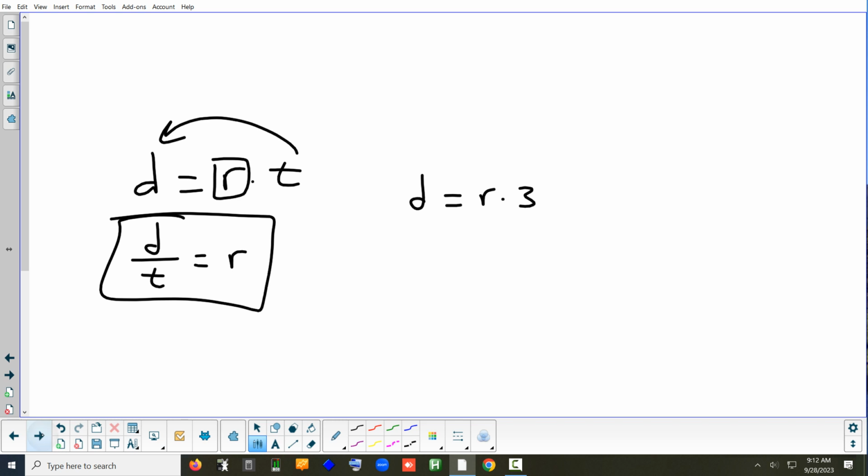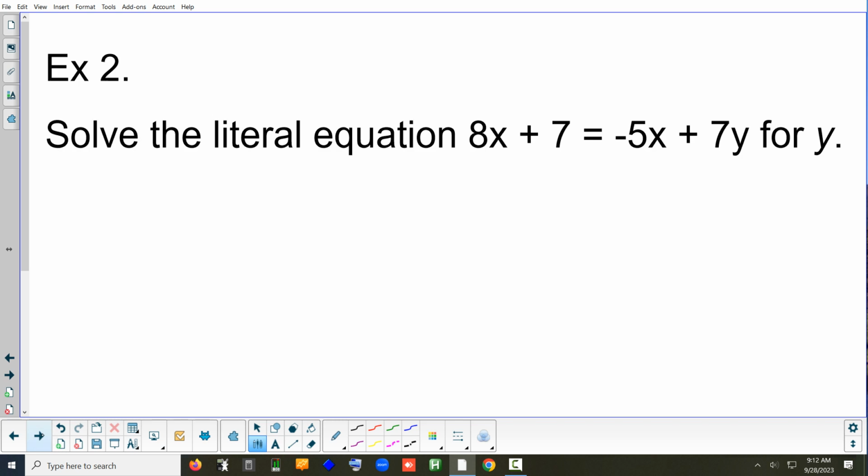Let's try example 2. Let me make sure it matches up with what you guys have. So yours says solve for x, so we'll just change mine to make it an x. Okay, so solve for x. So 8x plus 7 equals negative 5x plus 7y.